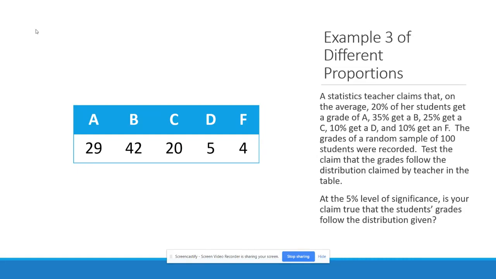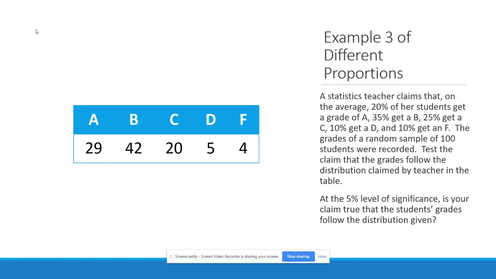So now let's do another example, but this time it's different because we have different proportions. So what does that mean? Well, in the previous two examples that we saw, the proportions were the same. So there was no difference in this, but now the proportions are different.